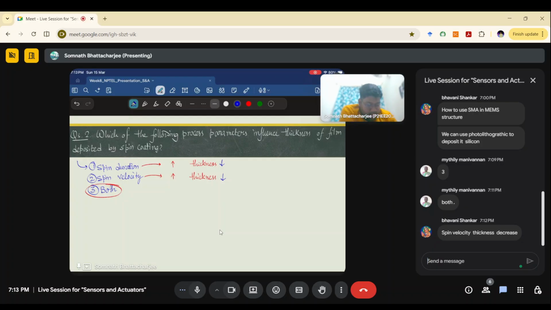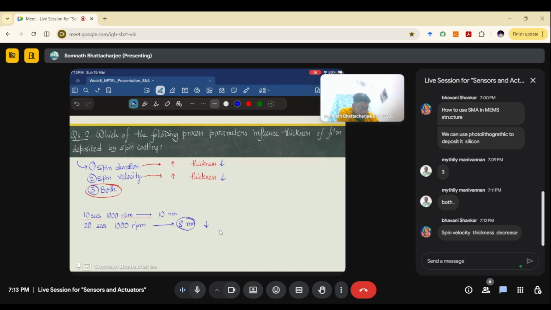Why? So let's say at a certain velocity, 1000 rpm, you are getting a thickness of 10 nanometers, and that is for, let's say, 10 seconds. Now if you are increasing that 10 seconds to 20 seconds at the same rpm, you are just diluting the 10 nanometers to a lower amount, let's say 8 nanometers, so it will obviously decrease.